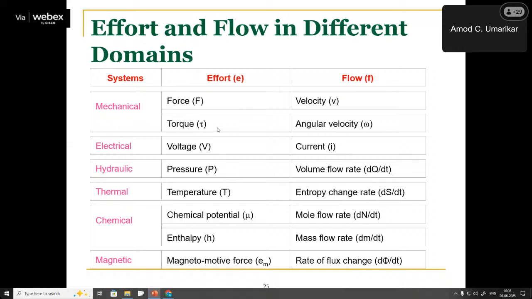velocity, or in mechanical rotational, torque and angular velocity. In electrical, it is voltage and current. In hydraulic, it is pressure and volume rate. In thermal, it is temperature and entropy change rate. In chemical, potential and mole flow rate, enthalpy, mass flow rate. Of course, these must be measurable, mass flow rate and all. And in the magnetic domain, it is MMF and rate of change of flux. So these are the variables in the different domains which are generally measurable.